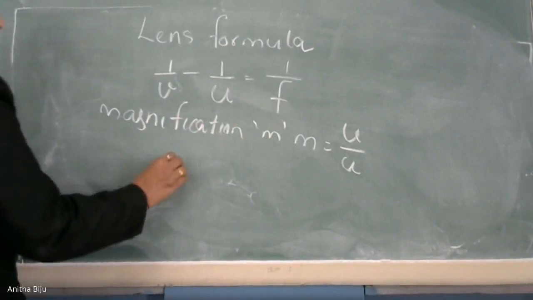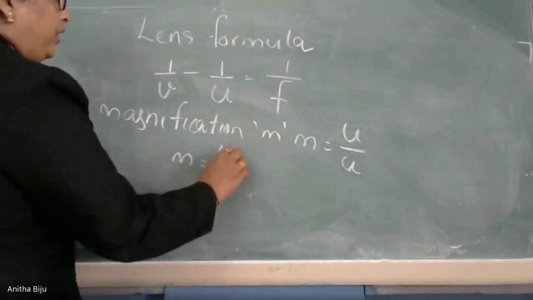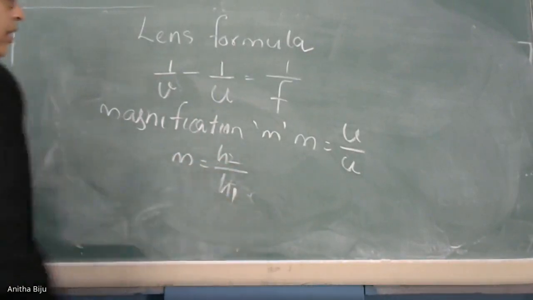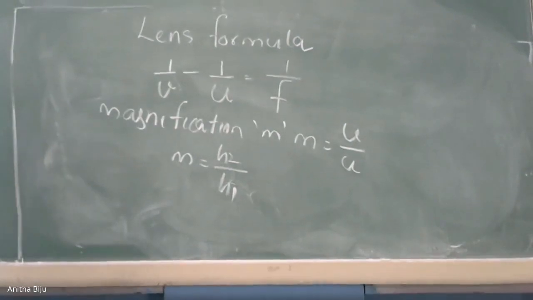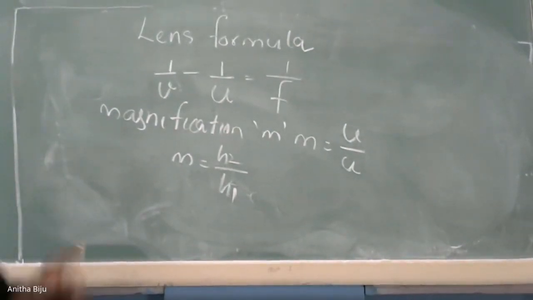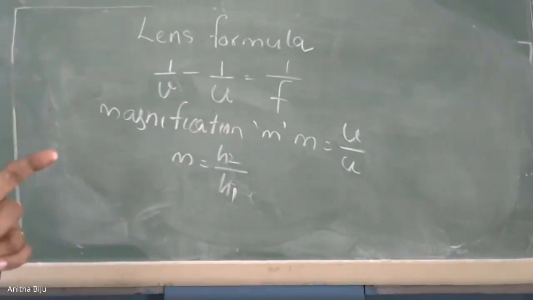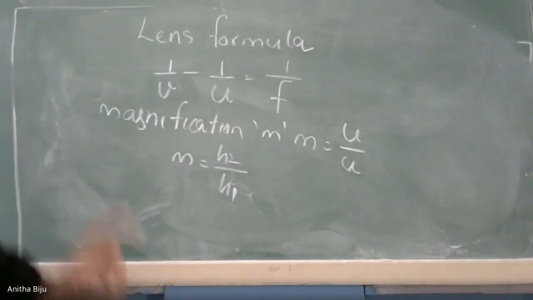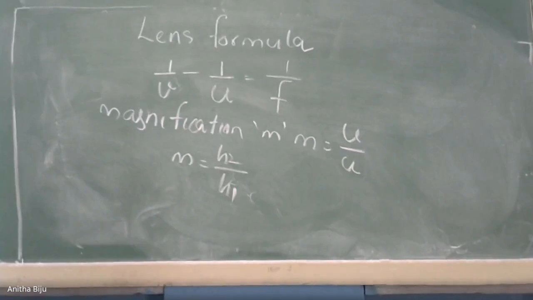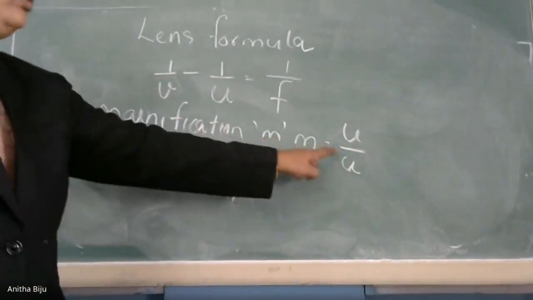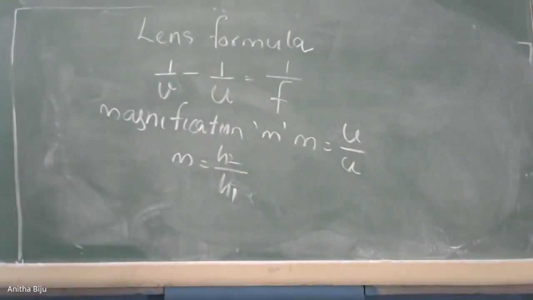And next, one more formula is there. M is equal to H2 upon H1, where H2 is the height of the image and H1 is the height of the object. 1 always stands for the object and 2 always stands for the image. So these are the two formulae through which we can calculate linear magnification in the case of a lens. Okay, got it? And the last point is power of a lens.